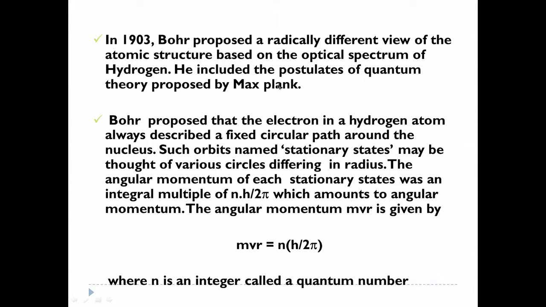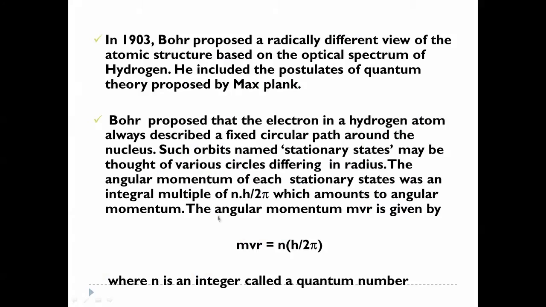Professor Niels Bohr, a Nobel laureate, who proposed a radically different view of the atomic structure based on the optical spectrum of hydrogen. He included the postulates of quantum theory by Max Planck also. So, what essentially Bohr reported is that the electron in a hydrogen atom always describes a fixed circular orbit around the nucleus. That means the electron is going round and round the nucleus, that is Bohr's model. Such orbits are named stationary orbits.